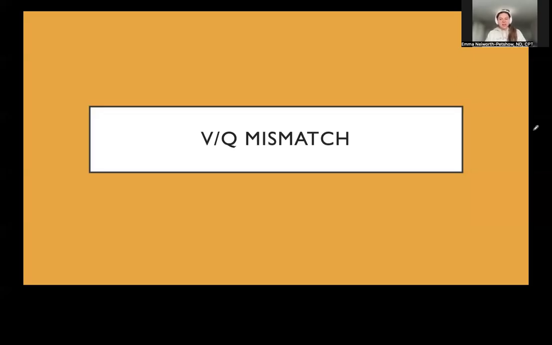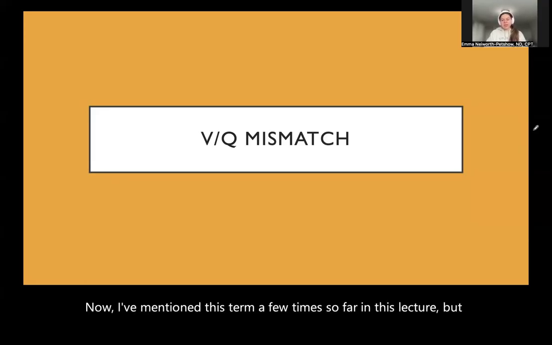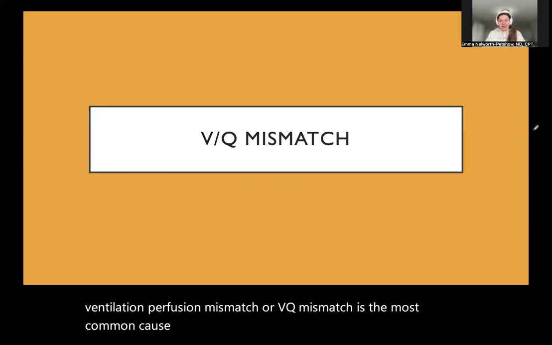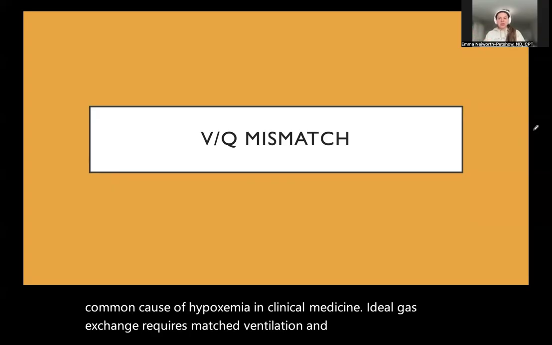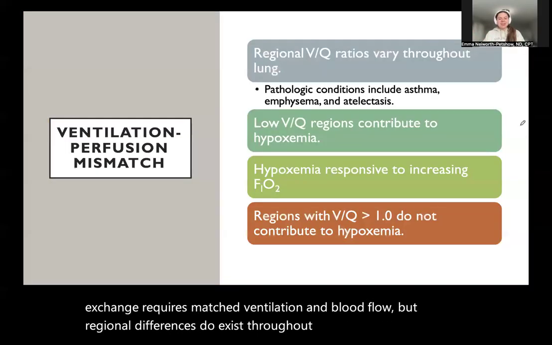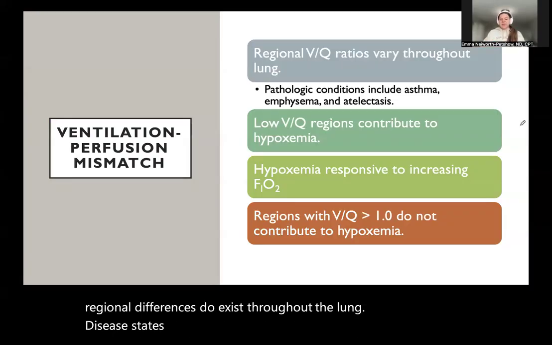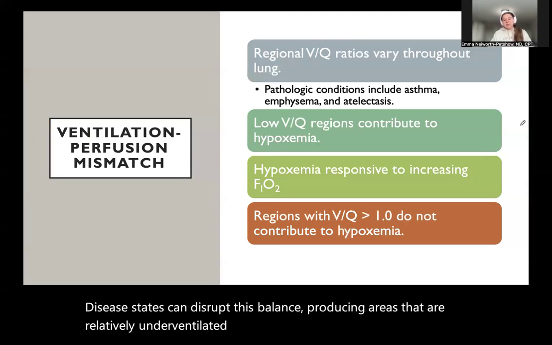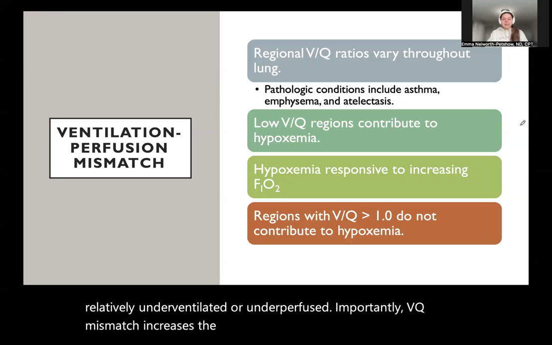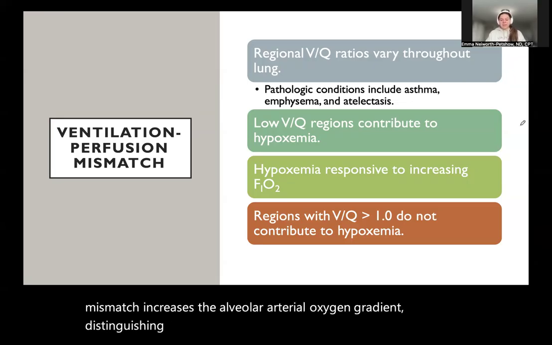Now, I've mentioned this term a few times so far in this lecture, but ventilation perfusion mismatch, or VQ mismatch, is the most common cause of hypoxemia in clinical medicine. Ideal gas exchange requires matched ventilation and blood flow, but regional differences do exist throughout the lung. Disease states can disrupt this balance, producing areas that are relatively underventilated or underperfused. Importantly, VQ mismatch increases the alveolar arterial oxygen gradient, distinguishing it from hypoventilation.